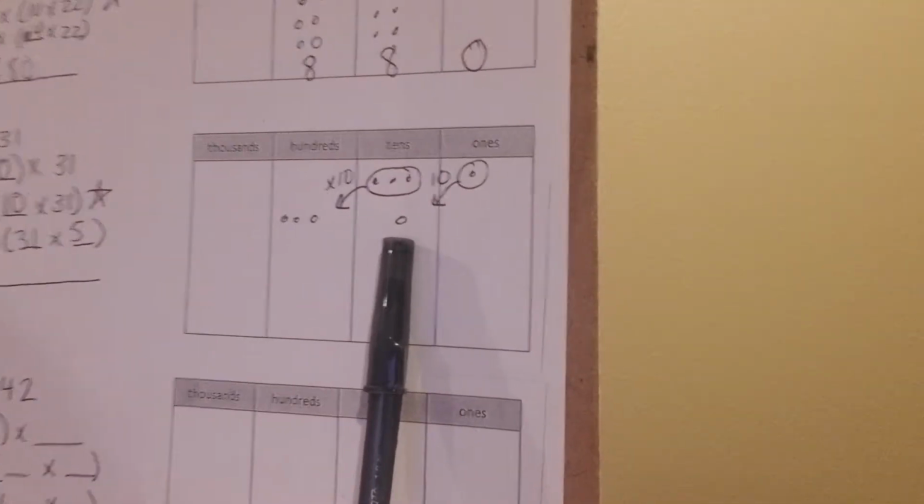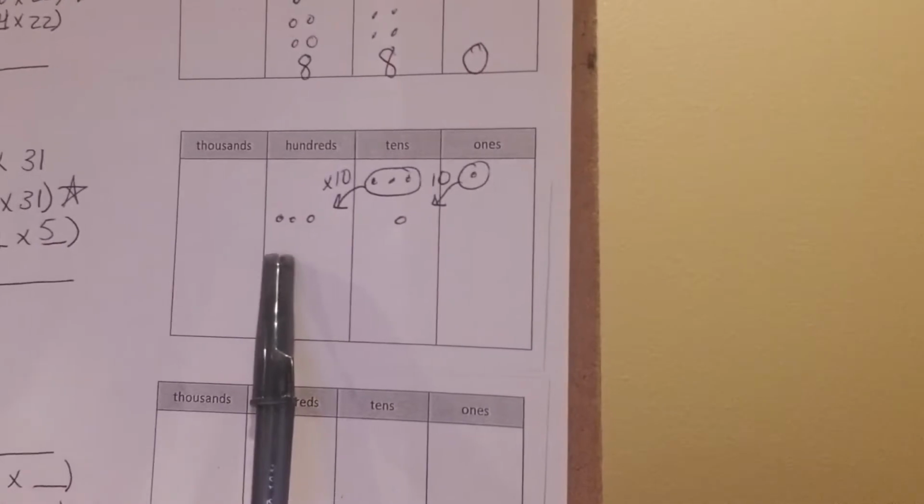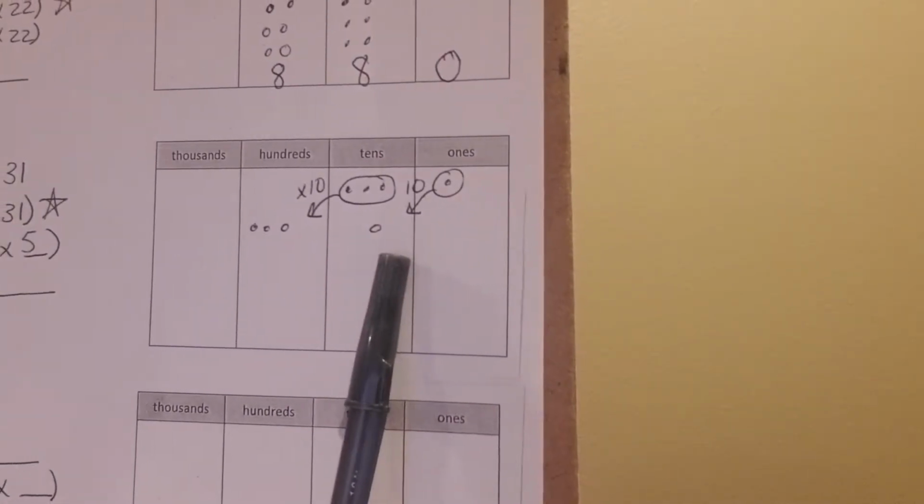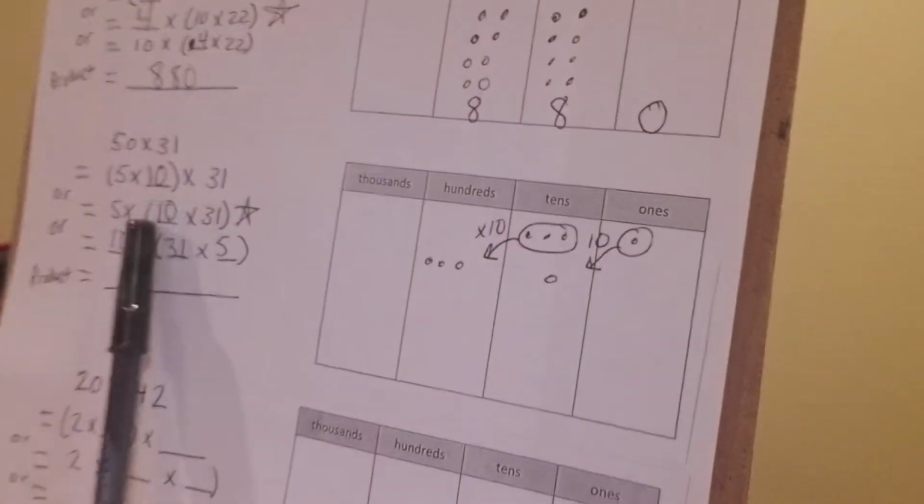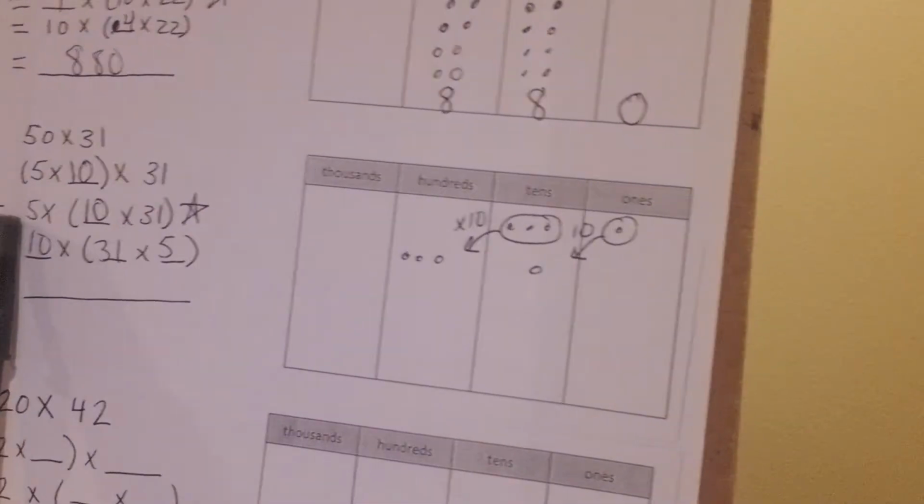Notice we're going to multiply them by 10, so they're going to move to the left 1 place value. Write them down and check it with mine. My 3 tens become 3 hundreds. My 1 one becomes 1 ten. So I have 310. That's the number. Now I have to multiply it by 5.